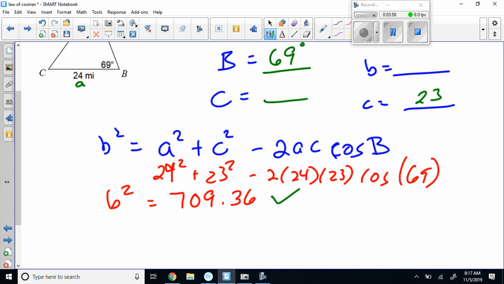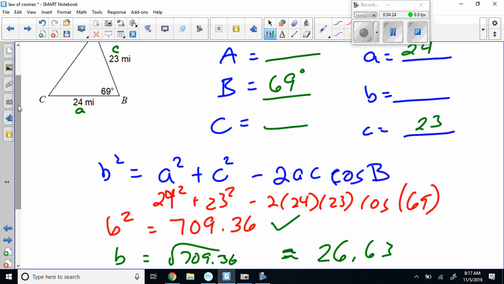This is a checkpoint for me. The reason that's a checkpoint is it tells me where your mistake was. Was it in plugging it in to evaluate it or after you've evaluated it? Now we're going to take the square root of 709.36. What do you get? 26.63. Any questions on that? Y'all good? Okay.